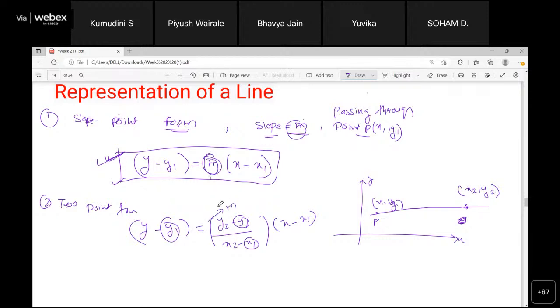Yes, you can just substitute m here. Here you can see the formula of slope m, delta y by delta x, y2 minus y1 over x2 minus x1, like this only. So if I know the 2 points, I can find out the slope also, and I can use the slope point form also.